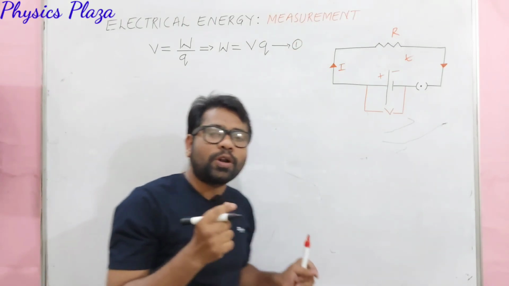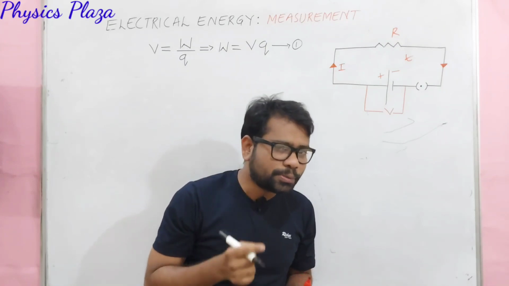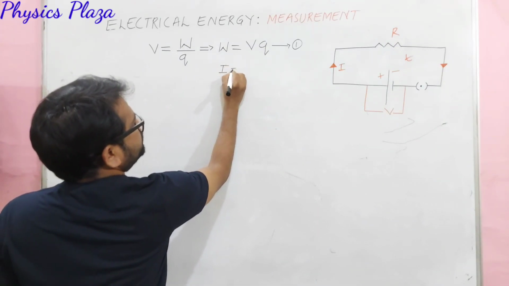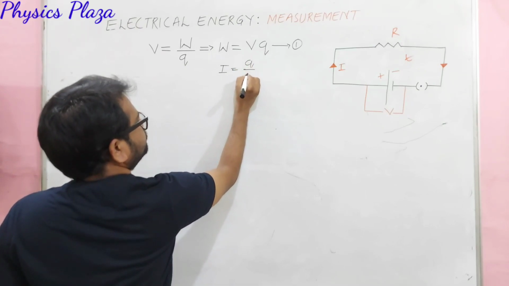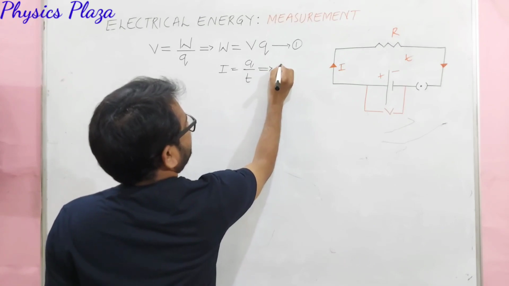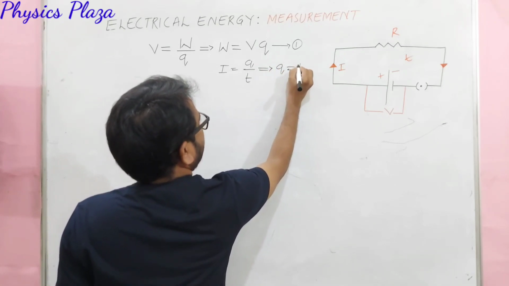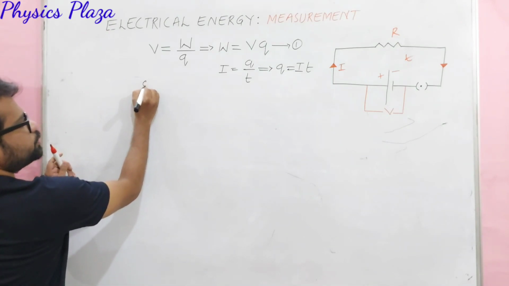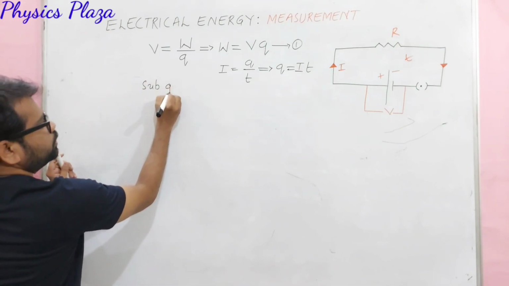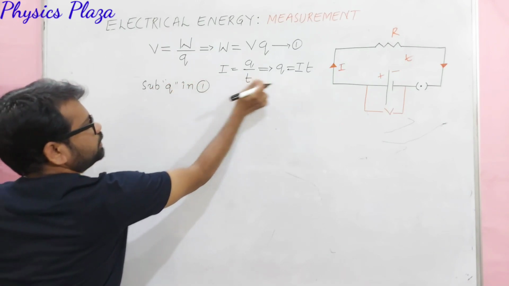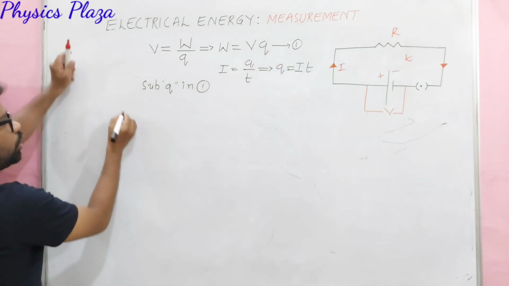Children, from the concept of electric current, we know that current I is equal to charge per time. So from this, can we write Q is equal to I into T? Of course, we can write Q is equal to I into T. Now, substitute Q value in the first equation.